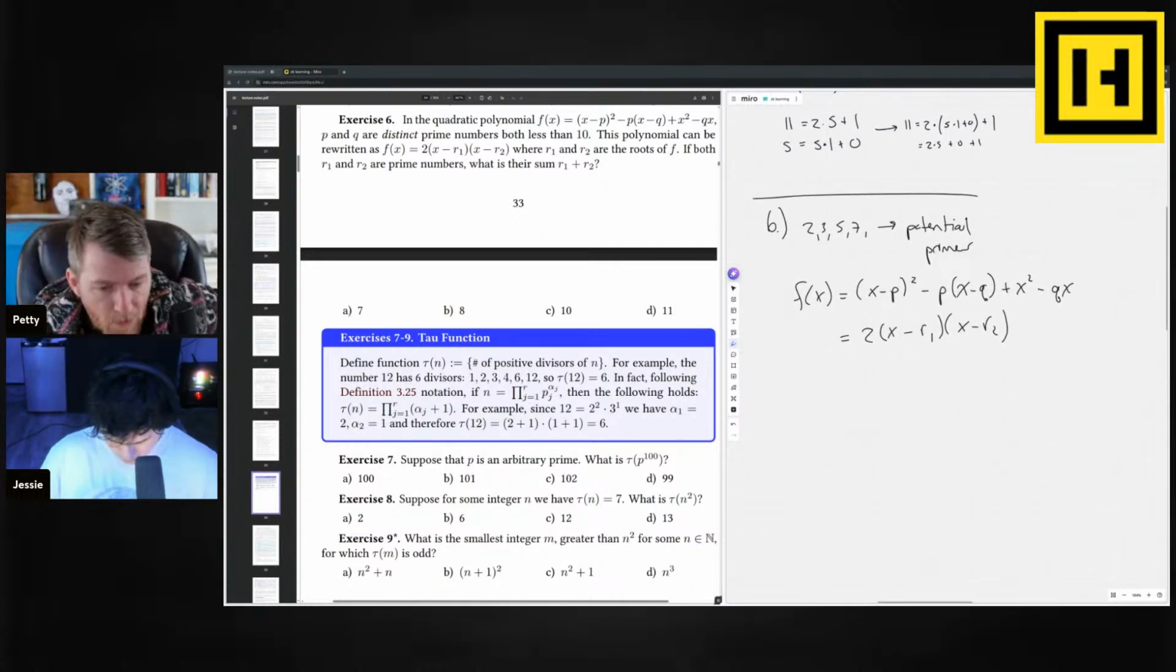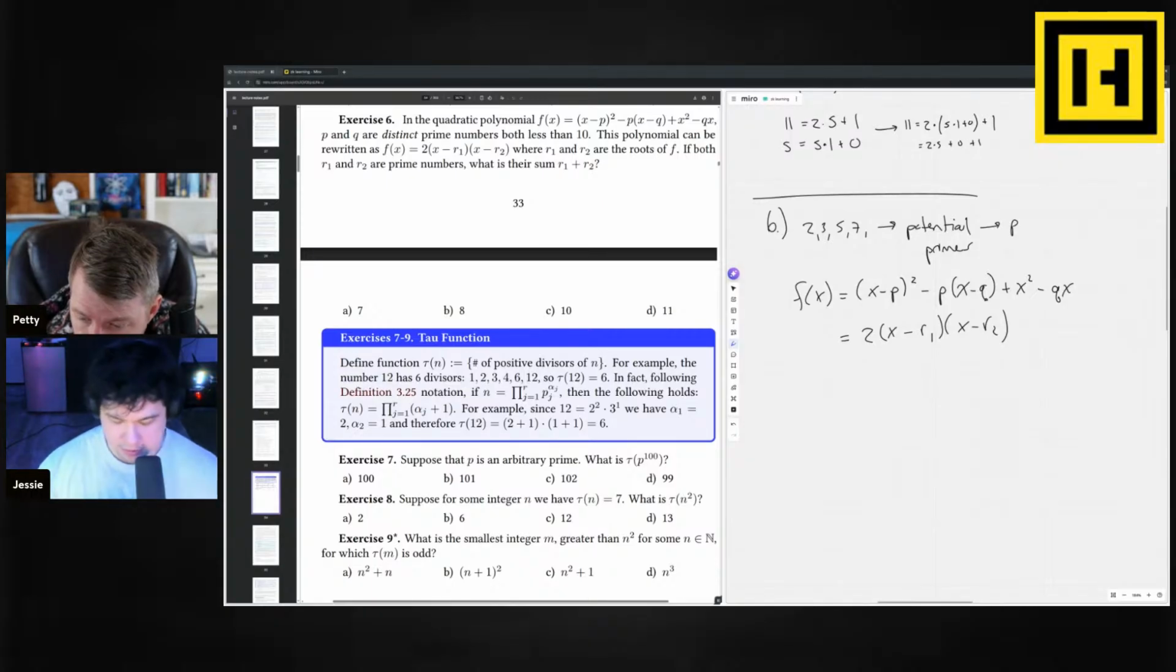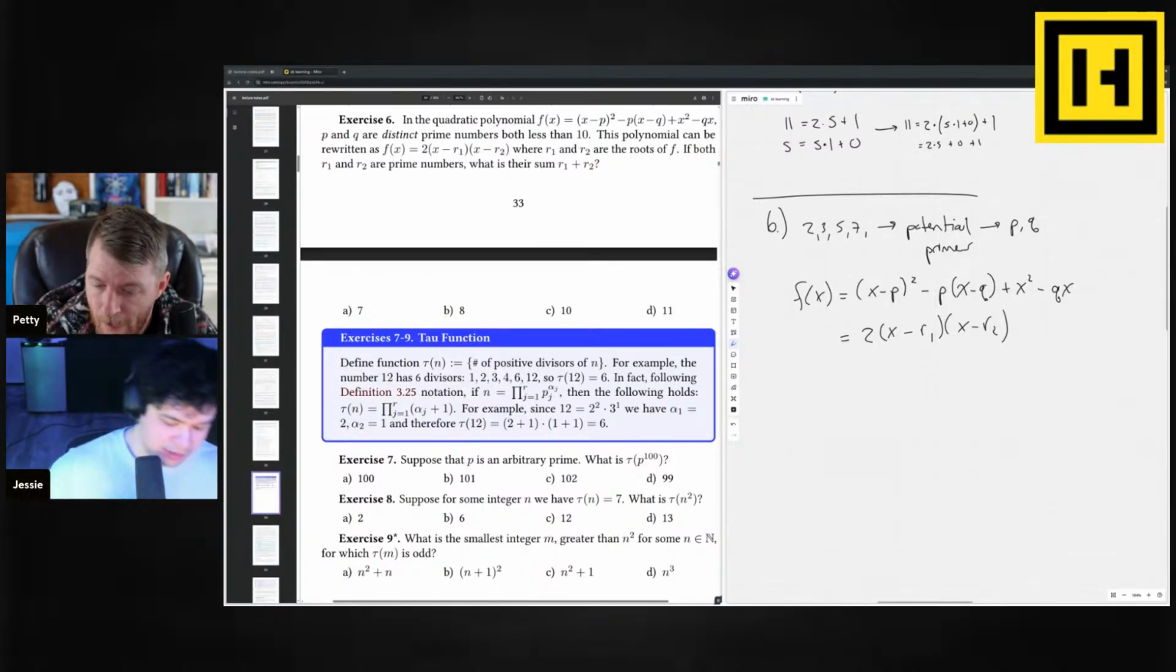Okay, so P and Q are distinct prime numbers, both less than 10. It says nothing about the roots. Oh, just only that they're primes, not that they're less than 10. Potential primes. One second, my tablet's not connected yet to the Wi-Fi. Thought it was.